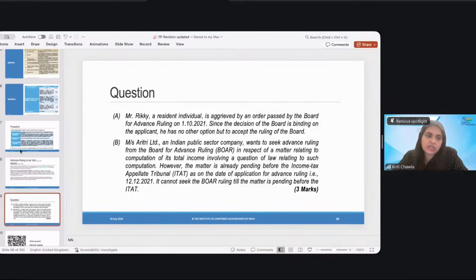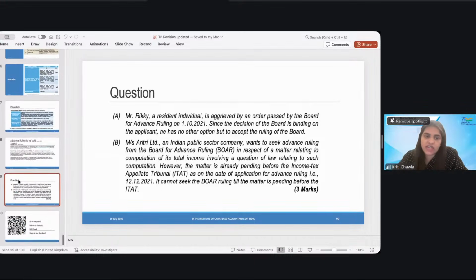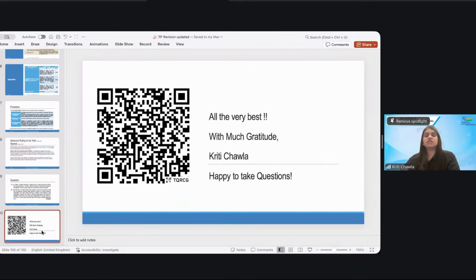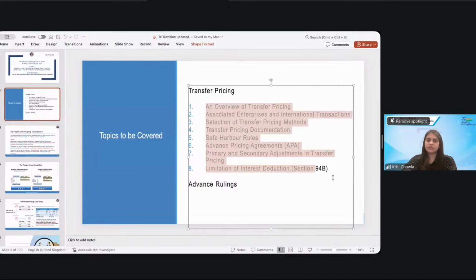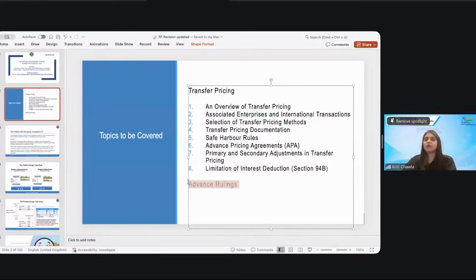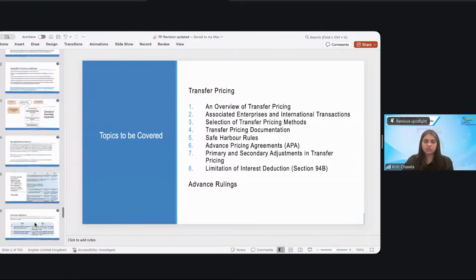So yes, these were the two questions that we had. And with this, we finish today's session. This was the entire revisionary session where we covered all these topics relating to transfer pricing, and we covered these particular topics relating to advance ruling.